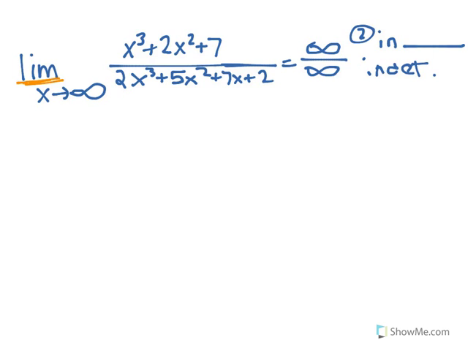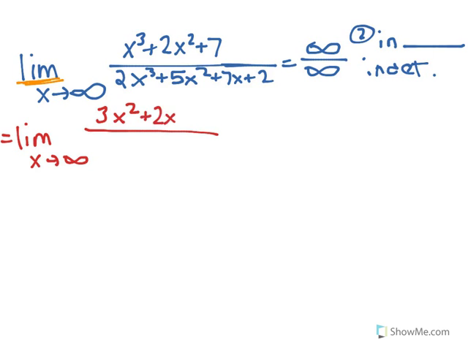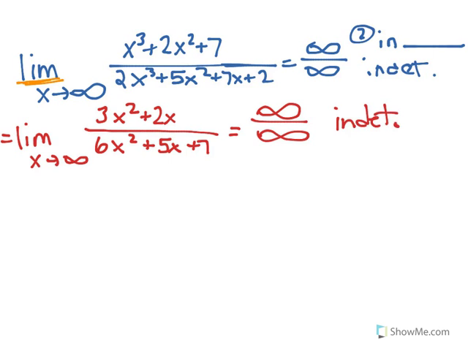Indeterminate. So what I'm going to do is take the derivative of the top and the derivative of the bottom. You can only do this when finding limits. And you've got to carry the word limit with you when you work. So it's 3x squared plus 2x over 6x squared plus 5x plus 7. We'll go ahead and put infinity in again. Oh no, we get infinity over infinity one more time, which is still indeterminate. Okay, let's keep going.